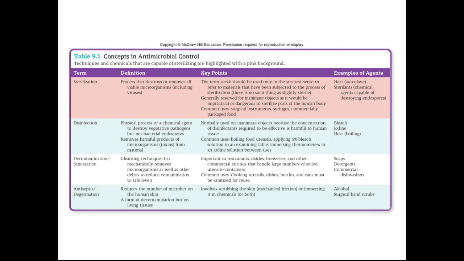And then finally we have antisepsis or degermination. This is going to be the lowest standard of cleaning. This is going to reduce the number of microbes on human skin. This is different from disinfecting. During disinfecting, we have a very aggressive chemical treatment that will remove vegetative cells. During antisepsis, we have a much more gentle chemical treatment to reduce the number of microbes.